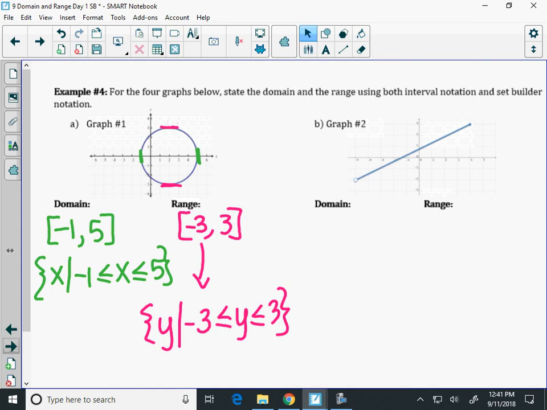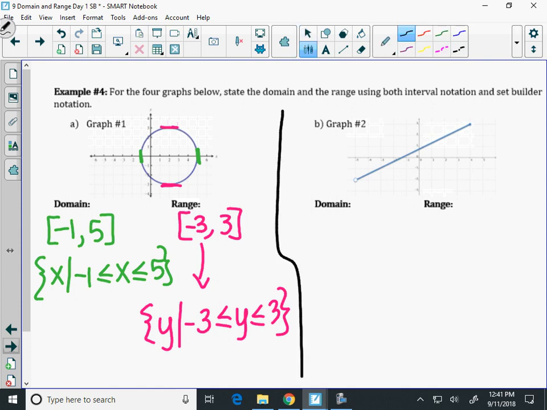The next one is a line. It's a little hard to see on your paper the way it was copied, but if you need to, the dot on the left is an open dot. The dot on the right is a closed dot. So if you need to darken those in, you can do that. Let's start with our domain and interval notation.